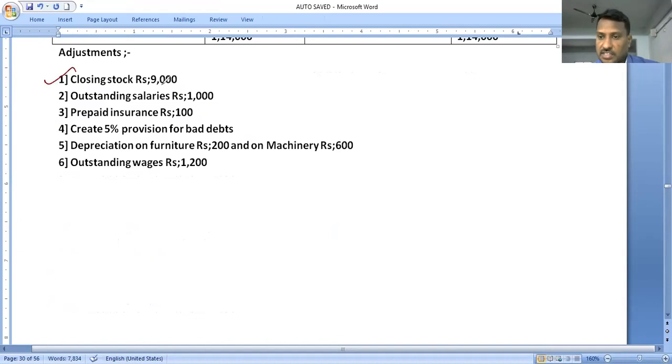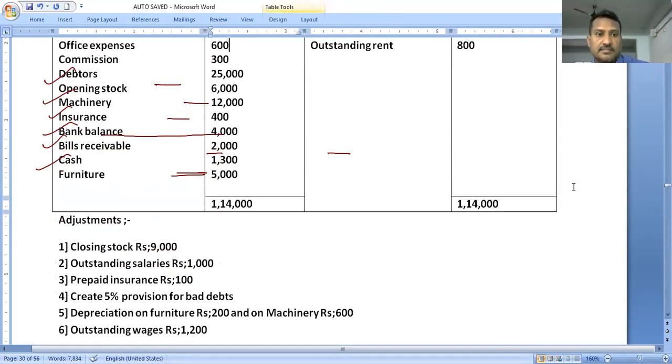Closing stock, the first adjustment, 9,000. Outstanding salaries 1,000, prepaid insurance 100, create 5% provision for bad debts, and 5% depreciation on furniture 200, on machinery 600, outstanding wages 1,200. We already discussed in previous classes the expenses which have an adjustment; just put a mark on that particular item. Suppose the first adjustment is outstanding salaries: put a mark on salaries.